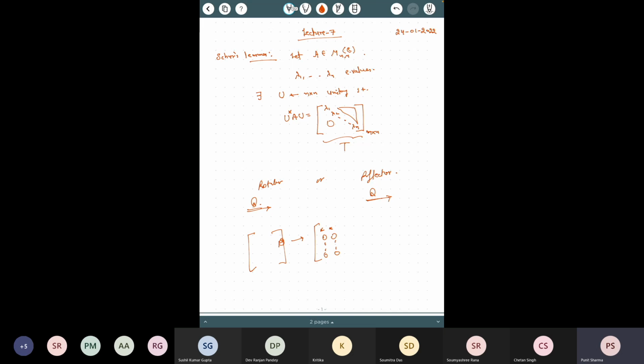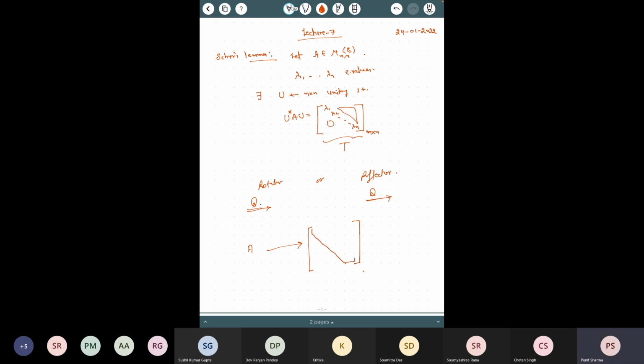You can create zeros using these rotators or reflectors. One application is that they are useful in eigenvalue computation. What is the main idea of computing eigenvalues numerically? Suppose we have a matrix A, then the idea is that you use a rotator or reflector, and you convert this matrix into, it is not upper triangular, but it is an upper Hessenberg form.